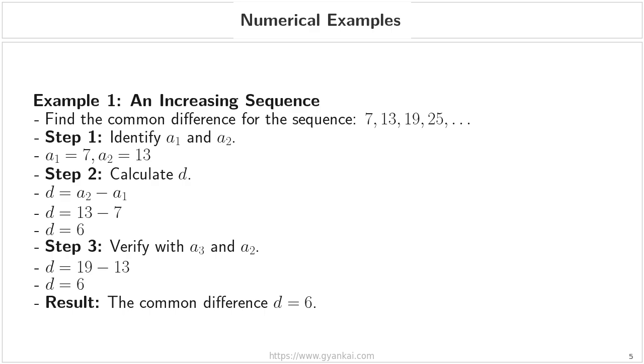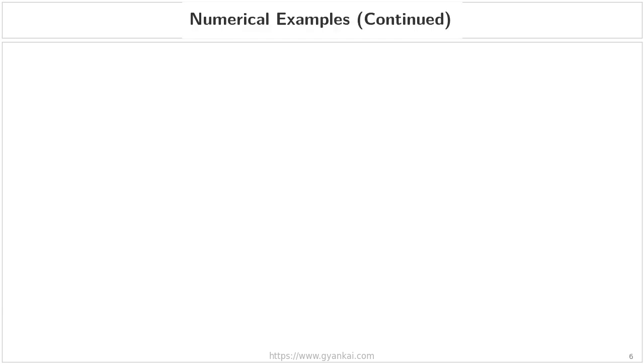Now, let's see how this same process works when the numbers are moving in the opposite direction in our next example. Numerical examples continued. Now that we have seen how to handle an increasing sequence in our previous example, let's look at a different scenario in example 2, which features a decreasing sequence.